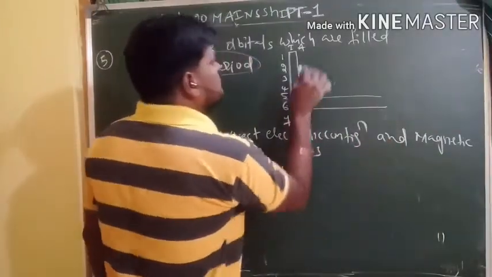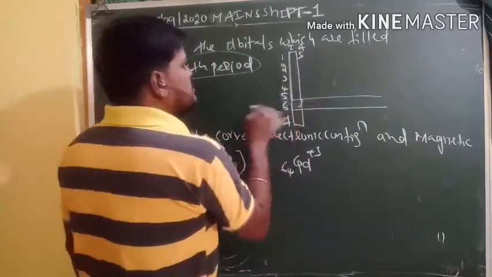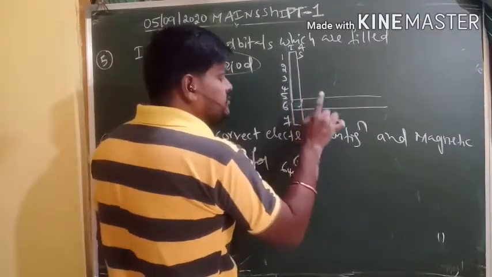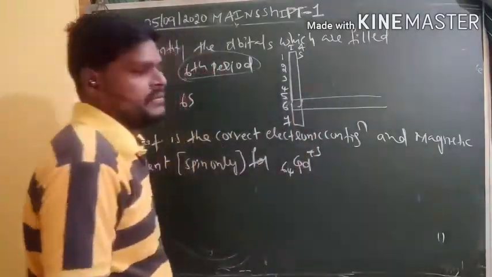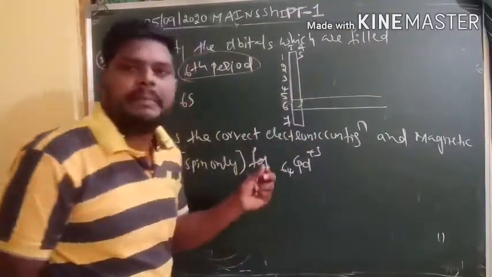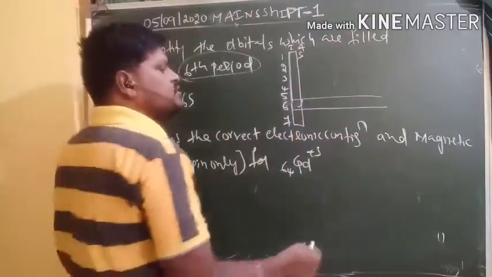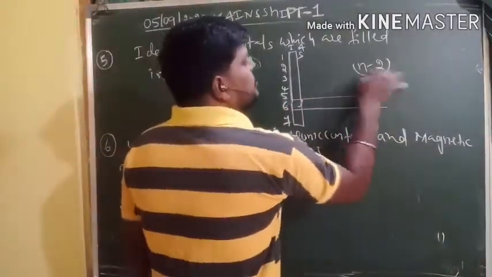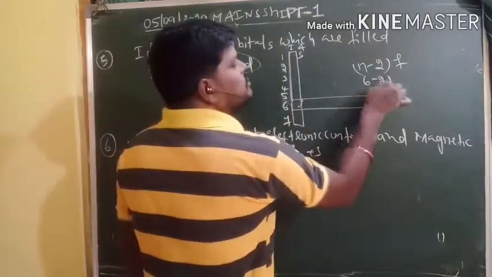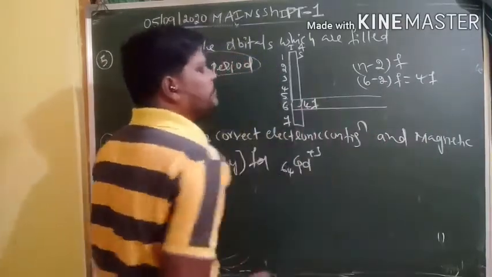In the sixth period, this is an S block element, so you can write 6S. Next, F orbitals are there. What is the antepenultimate formula for F orbital? n minus 2 into F. Here n means the period, so 6 minus 2 into F, you will get 4F.